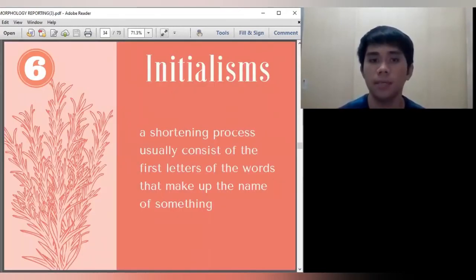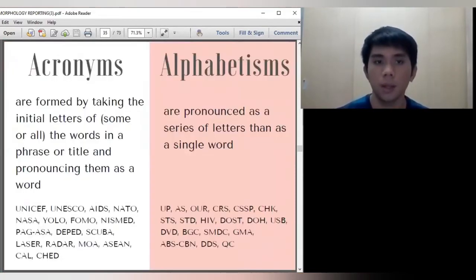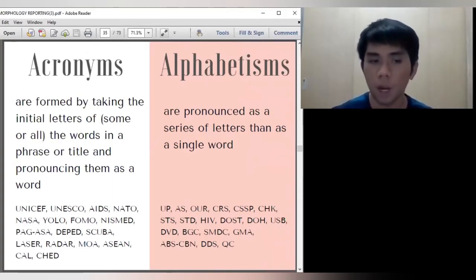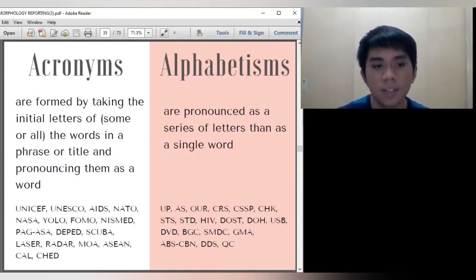Now let's have initialisms. It's a process wherein you get the first letters of the words, and then you form a new word. We can divide this into two: the acronyms and alphabetisms. For acronyms, you get the initial letters of some or all of the words in a phrase or title, and then you pronounce them as a single word. We have a lot of examples like UNICEF, UNESCO, AIDS, NATO, NASA, YOLO, FOMO, NISMED, Mag-asa, DepEd, SCUBA, LASER, radar, MOA, ASEAN, CAL, and CHED.